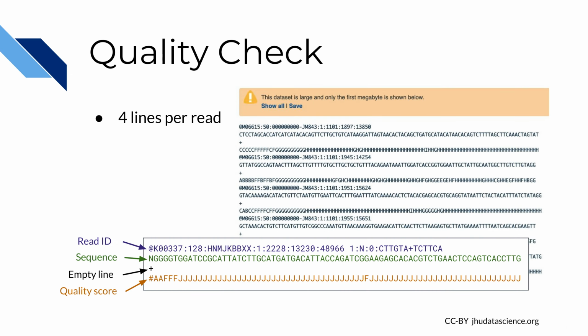The first thing to remember is that in the raw data, each fragment of DNA that makes up a read has 4 lines associated with it. The first line is a unique identifier for that particular read. The second line is the sequence. The third line is a placeholder. Finally, the fourth line contains a quality score.